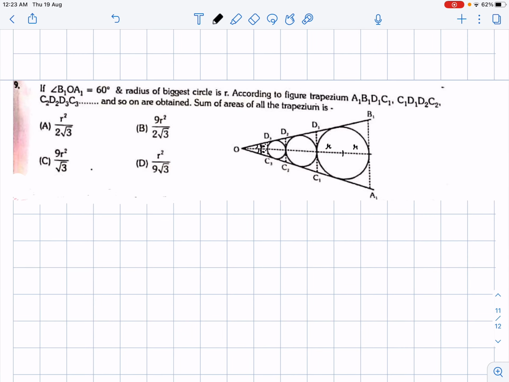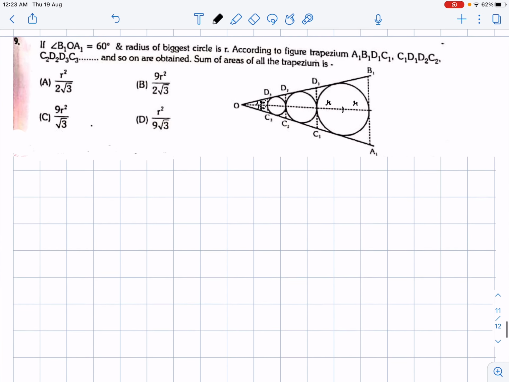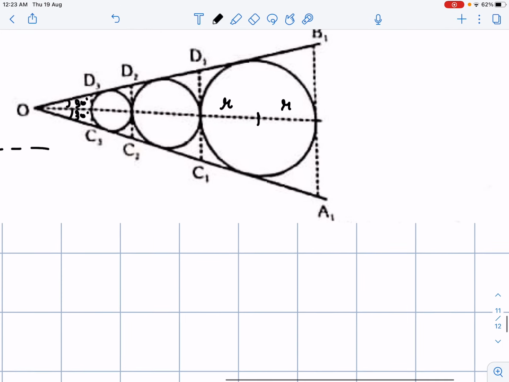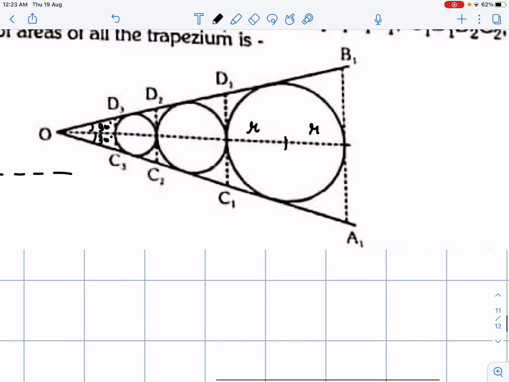According to the figure, trapezium A1 B1 D1 C1, C1 D1 D2 C2, C2 D2 D3 C3 and so on. These trapeziums are going on up to infinity, and we have to find the sum of the area of all the trapeziums.